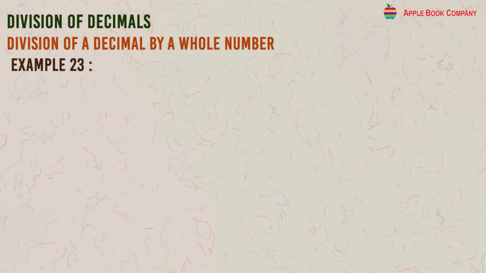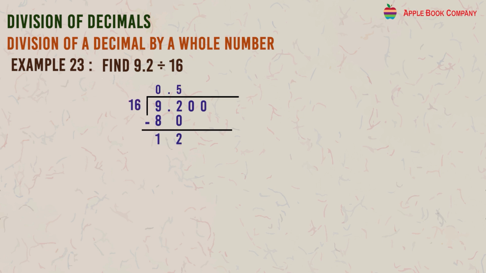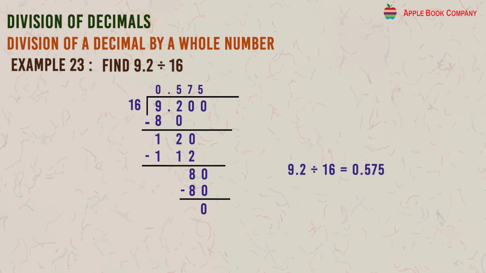Let us do one more problem. 9.2 divided by 16. Write down 9.2 divided by 16. Since 9 cannot be divided by 16, write 0. 16 5s are 80. 12 remains. Bring down one more 0. 16 7s are 112. You have 8 left out. Bring down another 0. 16 5s are 80 and the remainder is 0. Therefore, 9.2 divided by 16 is equal to 0.575.